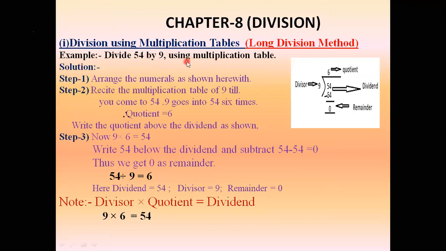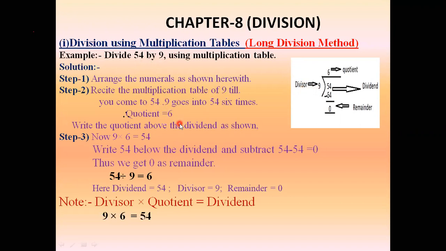Let us take an example to understand this type of division. Here is the word multiplication table. In this way, we shall use the multiplication table to divide any numbers. Now here is 54 as a dividend and 9 as a divisor. First we arrange the numerals as shown here, write 54 as the dividend and 9 as the divisor. Recite the multiplication table of 9 till you come to 54.